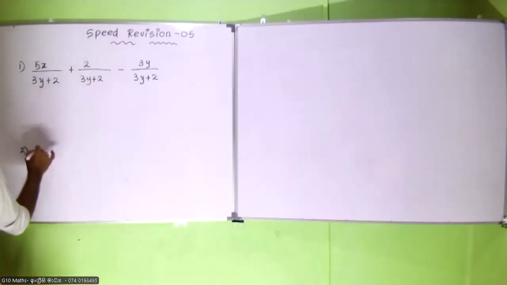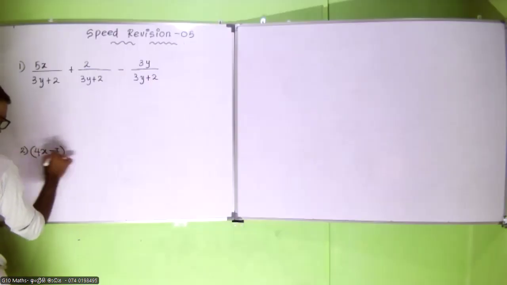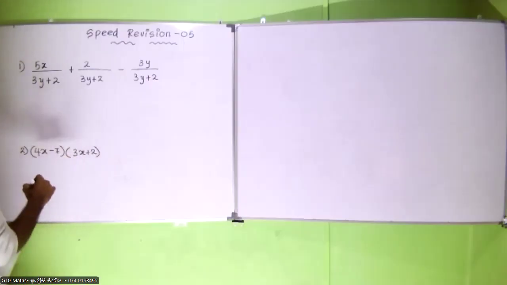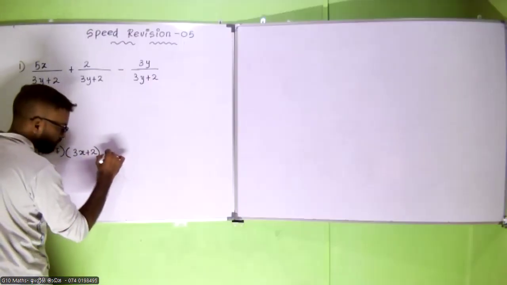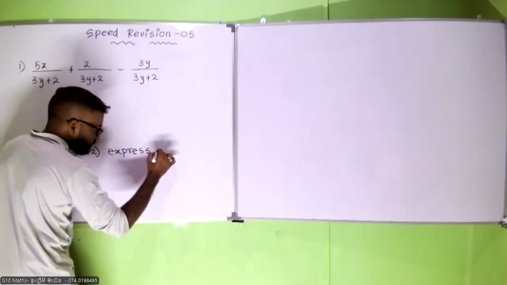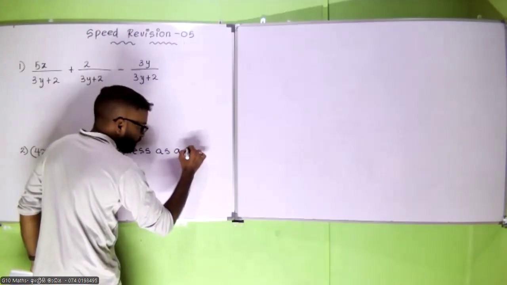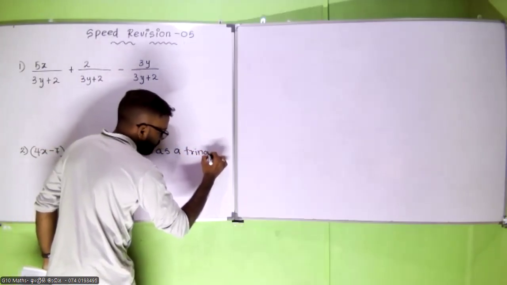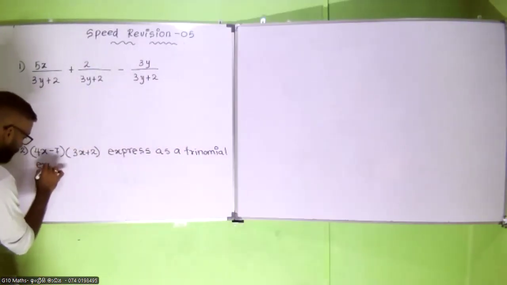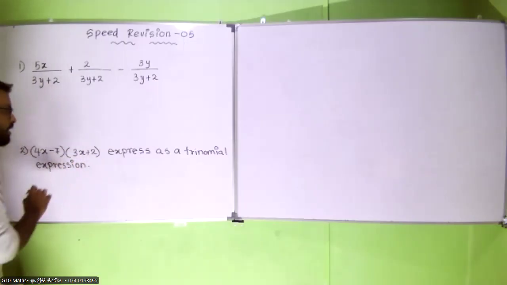Second one, 4x minus 7, 3x plus 2, expressed as a binomial expression. Trinomial expression.